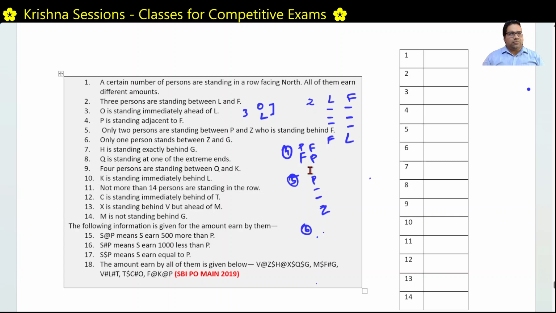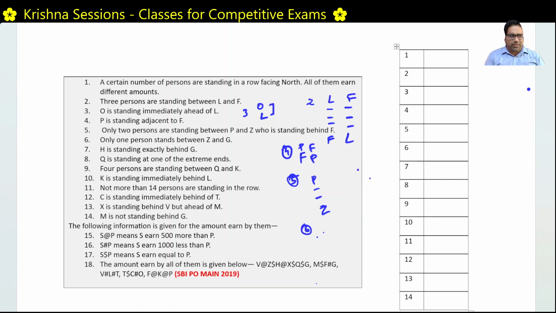Let's see. Now, let's add condition number 6. Only one person stands between Z and G. So we have figured out P and Z are like this. Then G, where can it happen? P double space Z, then this is one option, or single space. So there are these two possibilities, right? Then G can sit here.